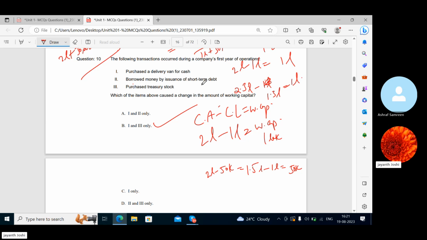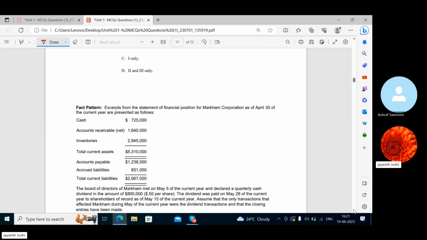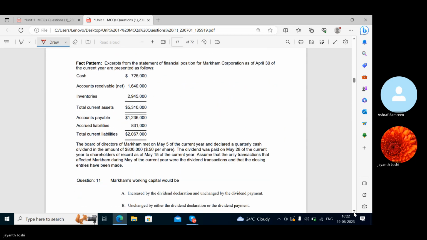Borrowed money by issuance of short-term debt. See, if I borrow money by issuing short-term debt, my cash will, let's say 2 lakhs, I'll get 30,000 cash. I'll add it. Okay. And my debt will also increase by 30,000, right? Right. So 2.3 minus 1.3 is still 1. So no change. Finish. Do this question. I think this is a similar kind of question. No need to do it, they just change the words. So this is something I can give you as homework. Next one.